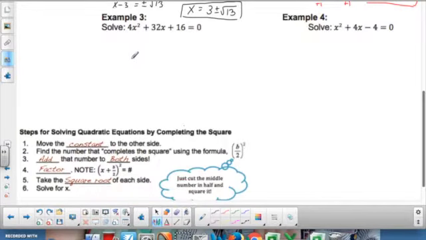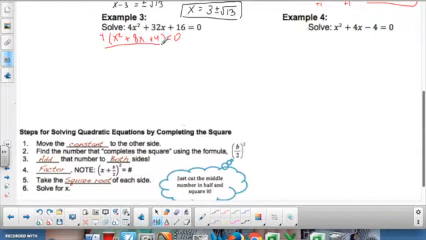Can I factor out a greatest common factor? And in this one, each term here is divisible by 4. So I can factor out that 4, and this will leave me with x squared, 32 divided by 4 is 8x, and 16 divided by 4 is 4. So I'm left with this new equation.